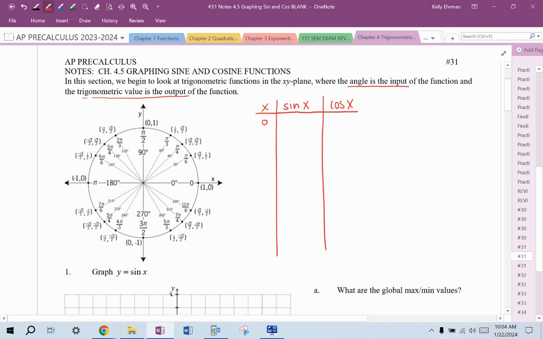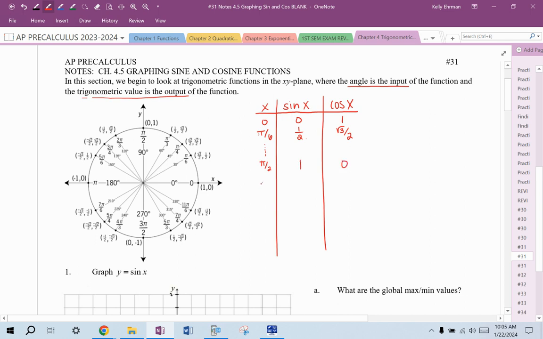So at 0, sine is 0, cosine is 1. At pi over 6, sine is 1/2, which is pretty easy to graph, but cosine is not as easy to graph, radical 3 over 2. We could go through there and plot pi over 4, pi over 3, but let's skip to the nice integer values. So let's plug in pi over 2. Sine is 1 and cosine is 0.